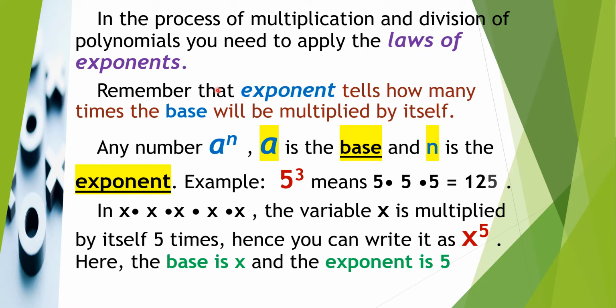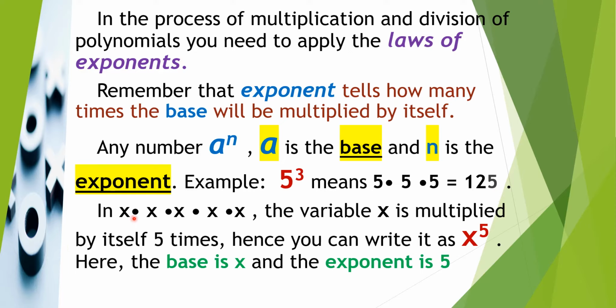In the process of multiplication and division of polynomials, you need to apply the laws of exponents. Remember that exponent tells how many times the base will be multiplied by itself. Any number a raised to n, where a is the base and n is the exponent. Example, 5 raised to 3 means 5 times 5 times 5. And if we are going to simplify this one, this is equal to 125.